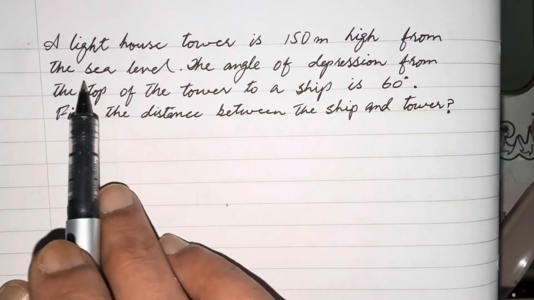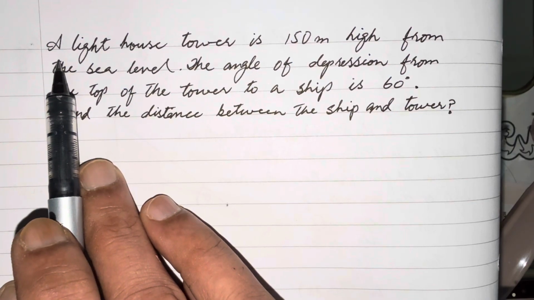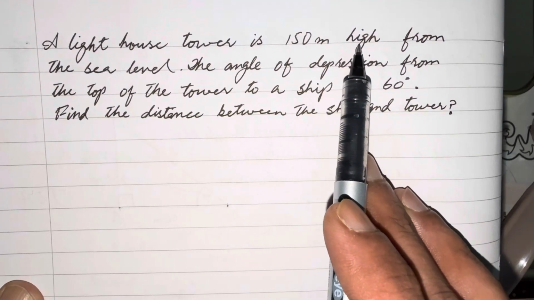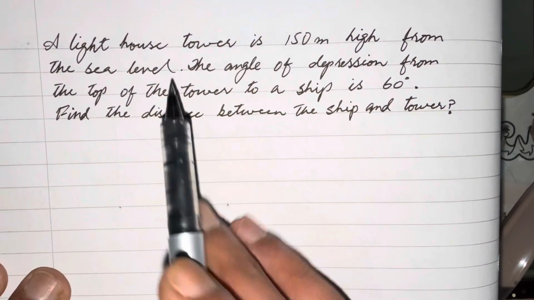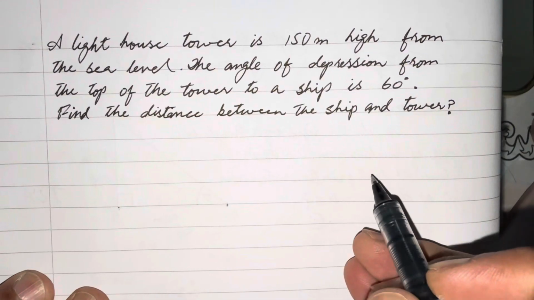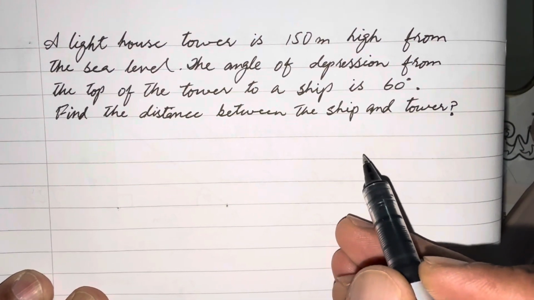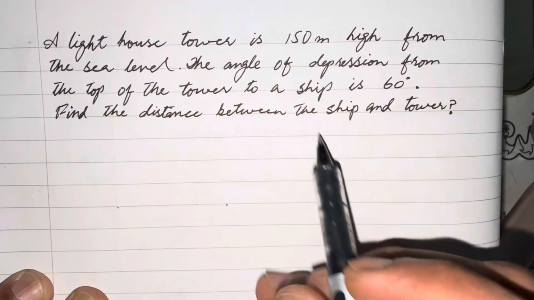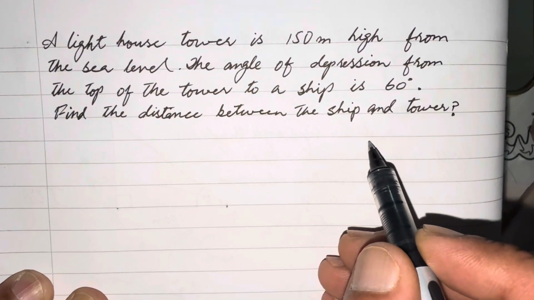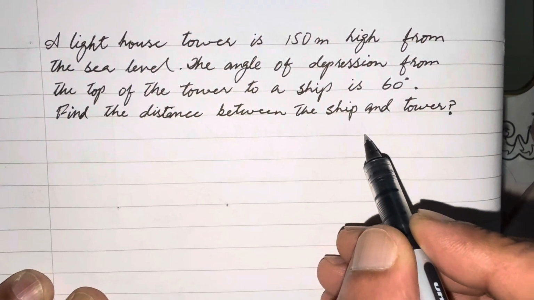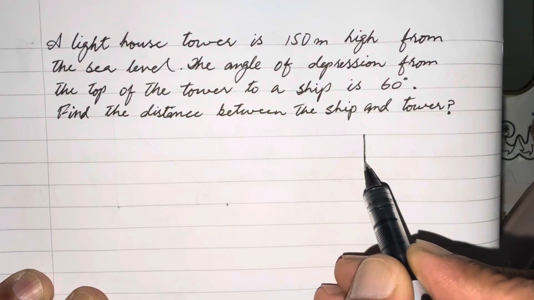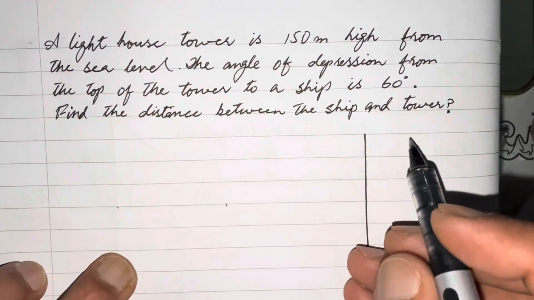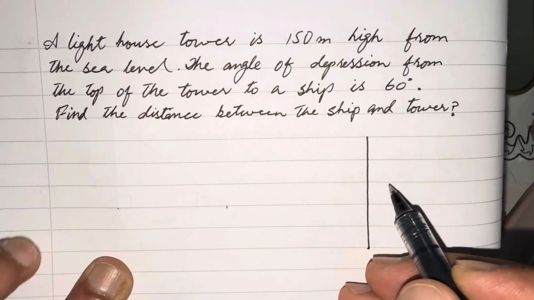As you can see, the statement starts with: a lighthouse tower is 150 meters high from the sea level. So it means that there is a tower called the lighthouse tower, and the height of the lighthouse tower is 150 meters. So we will draw a straight line showing the lighthouse tower, and the height of the tower is given as 150 meters.